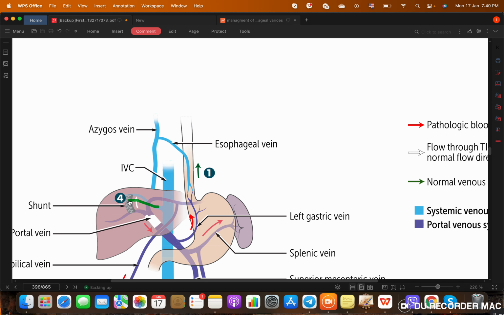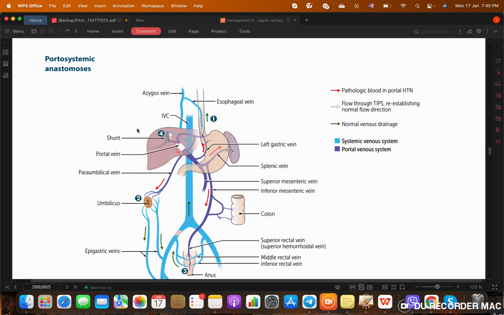We connected either to the hepatic vein. If this is not an option, choose IVC. Okay?